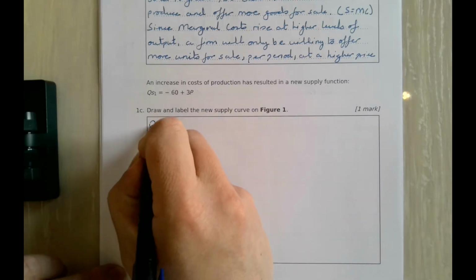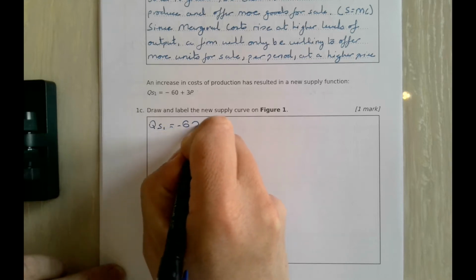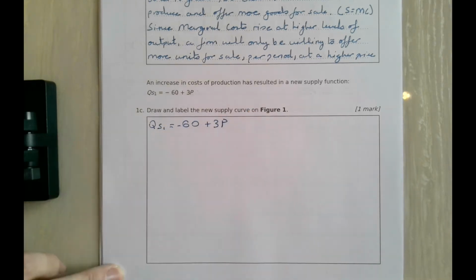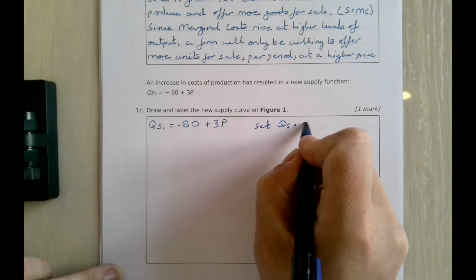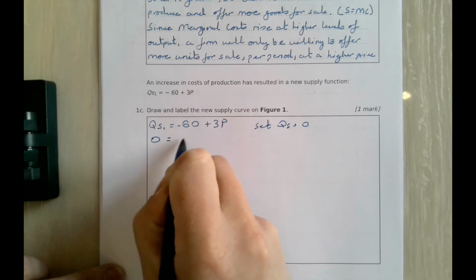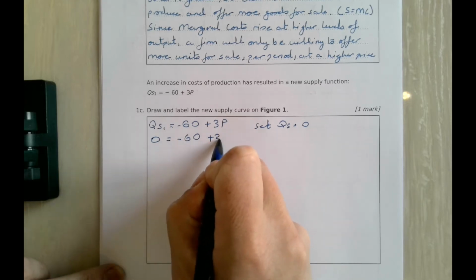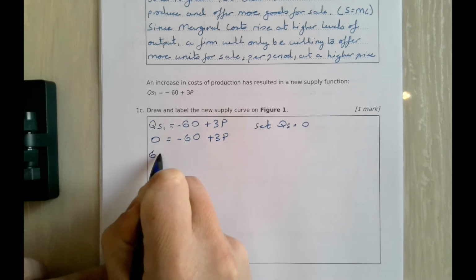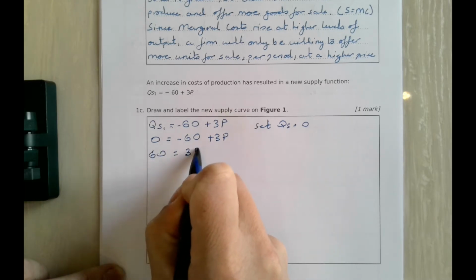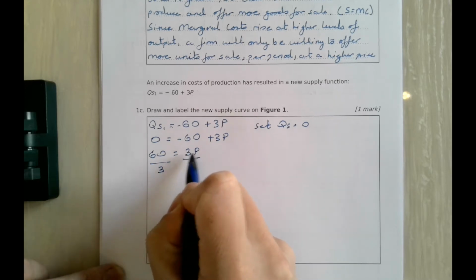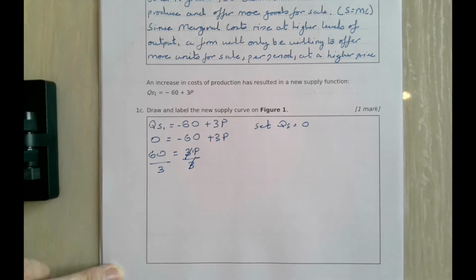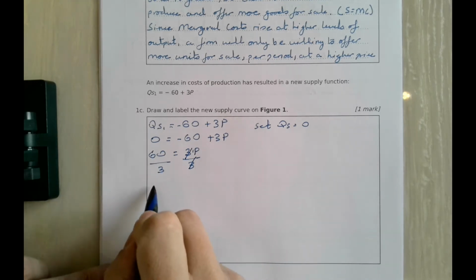Well, the first thing to draw it, I would argue, is to write down the function. Now, a great way whenever you're doing supply or demand for that matter is you can set quantity equal to 0. So I'm going to set quantity supplied equal to 0. So instead of quantity supplied, I've got 0 equals minus 60 plus 3p. Then what I'm going to do is bring the minus 60 over, that becomes a plus, and then 60 equals 3p. I'm going to divide both sides by the number before the letter I'm trying to find. 3p divided by 3 is just simply p, and then 60 divided by 3 is 20.